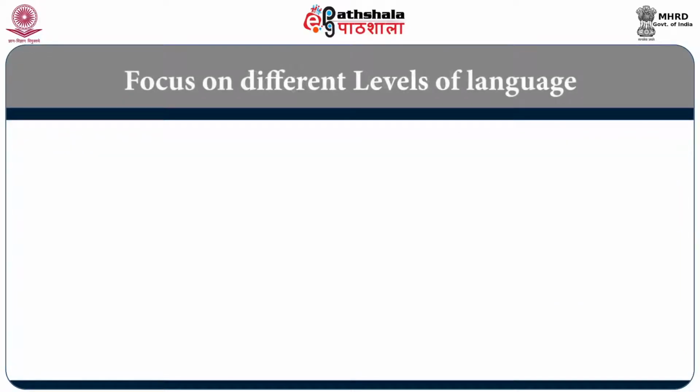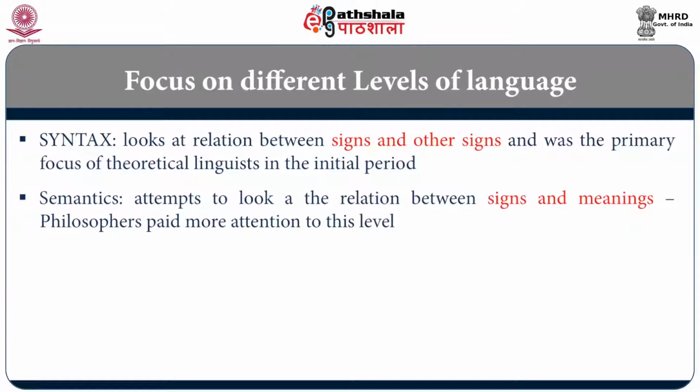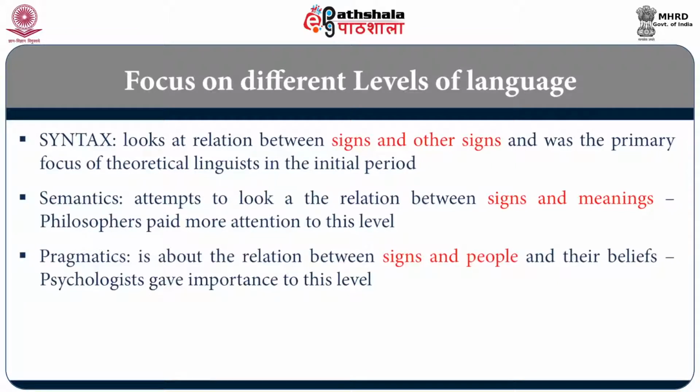Psycholinguistic development can also be traced to how different disciplines interacted with linguistics and what their focus was at different linguistic levels. For instance, syntax, as you know, looks at the relation between signs and signs, and this was the focus of theoretical linguists. Semantics, on the other hand, looks at the relation between signs and meaning, and philosophers paid more attention to semantics. Pragmatics is about the relation between signs and people and their beliefs. Psychologists gave more importance to pragmatics. So this is how initially the different levels of linguistics were divided among language-related disciplines like psychology, philosophy and linguistics.